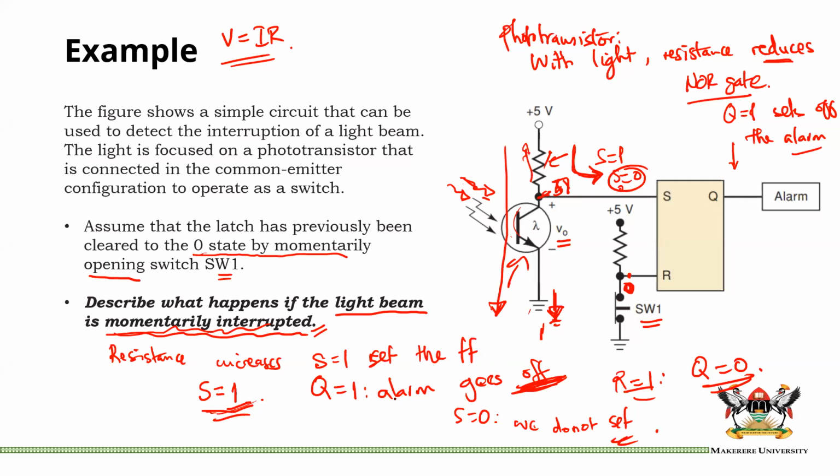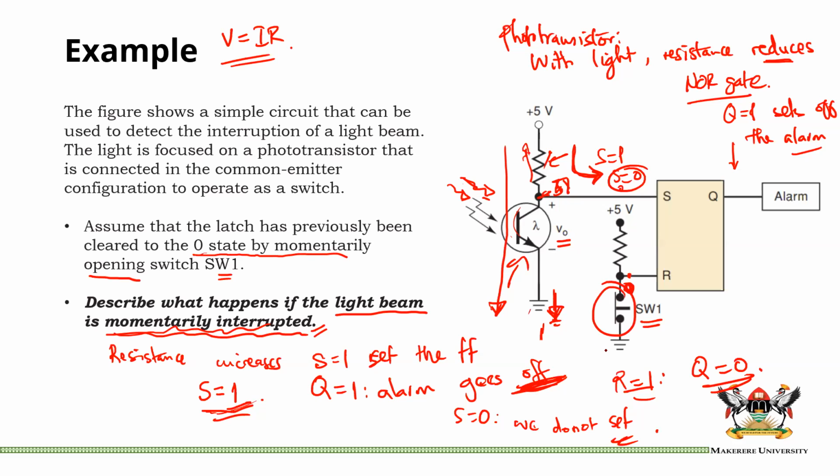So in fact, in this circuit, the alarm will go on, or the alarm will go off, I don't know. Can we say the alarm will go on? By that I mean it will start making the noise. This alarm will start making noise, and it will continue making noise even after you have restored the light, until somebody resets it. And by resetting, you use that switch.